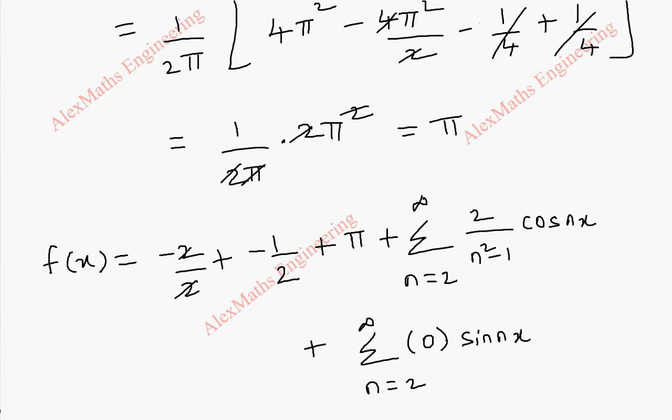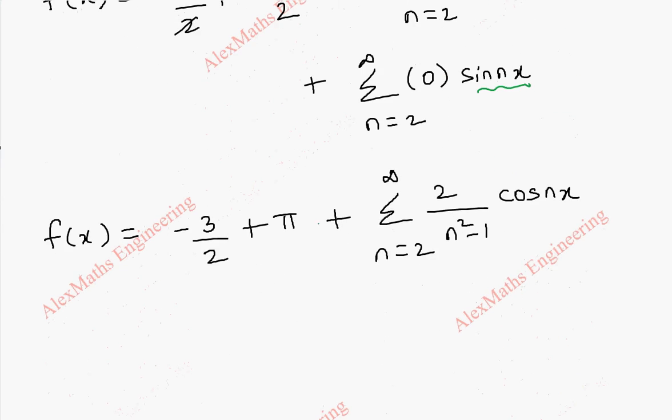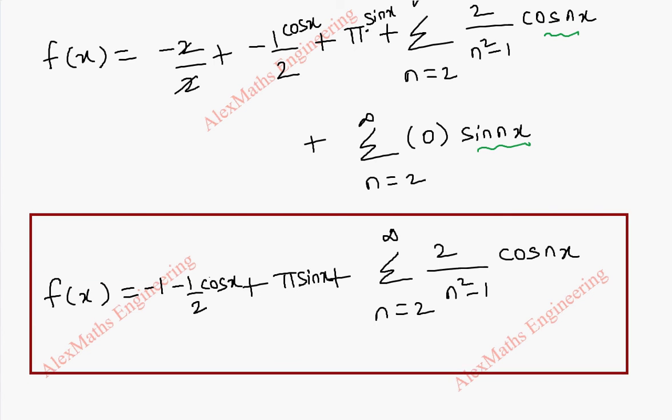Actually, there is a small correction. Here into cos x will come, and here into sin x will come, because we put cos nx and sin nx. Since it is a1 and b1, n is 1. So we cannot add this here. We have to take it separately. The first term is minus 1 and second term is minus 1 by 2 cos x and pi into sin x. Thus we got the Fourier expansion for the given term.